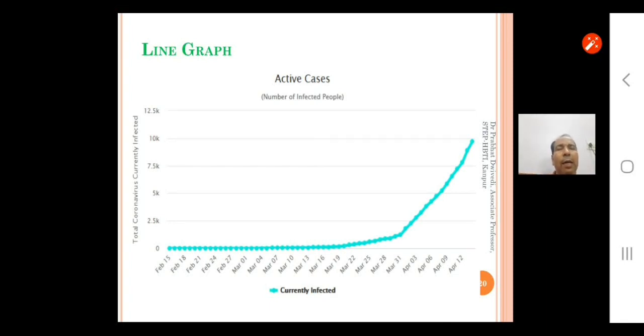This is what the line graph is. Every day the data is collected, so this data can be shown on a line chart, line graph, because this is on a timeline, date wise. Here the line graph shows you active corona cases date wise.